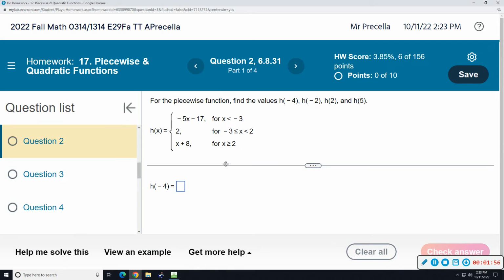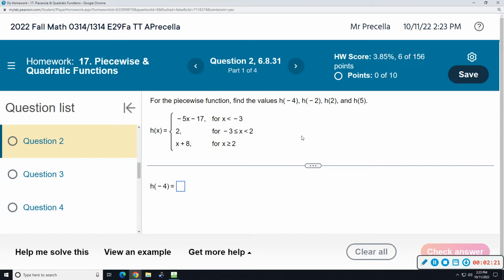We have a piecewise function. Notice there are 3 pieces. You'll use the first piece if the x value you're plugging in is smaller than negative 3. So h of x equals negative 5x minus 17 for x values less than negative 3.